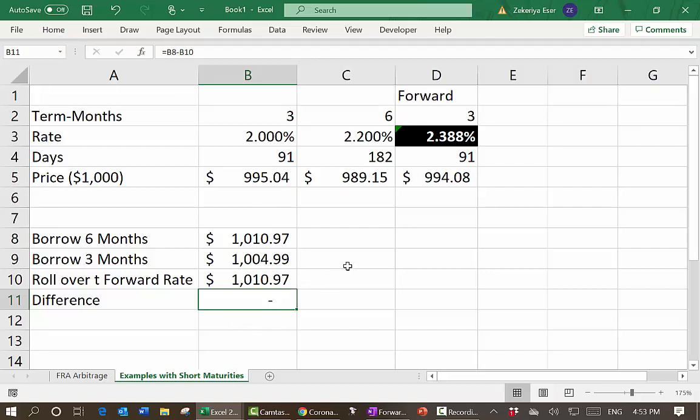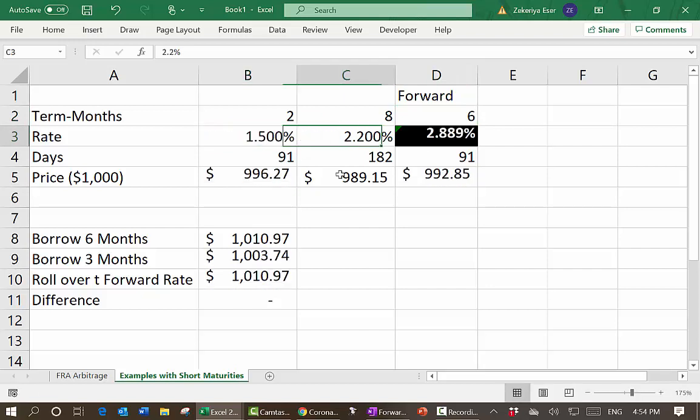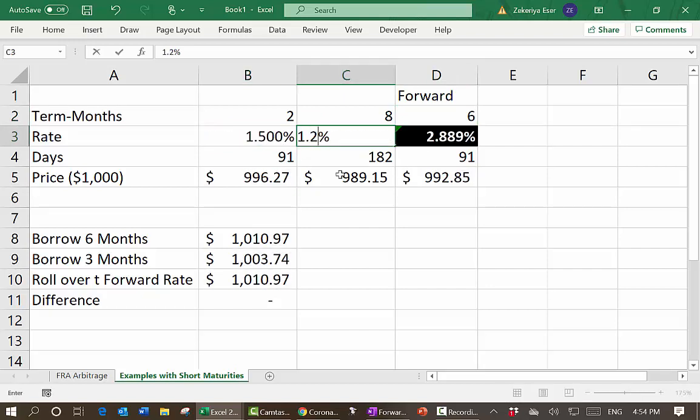Using this setup, I can pretty much calculate any one. Let's say I want to borrow for 6 months, but I want to start borrowing 2 months from now. I want to borrow 2 months from now, and I want to borrow for 6 months. That means the repayment is going to be in 8 months. So if the 2-month rate is 1.5 and the 8-month rate is 1.2, then the 2-month forward 6-month rate is going to be 0.897.